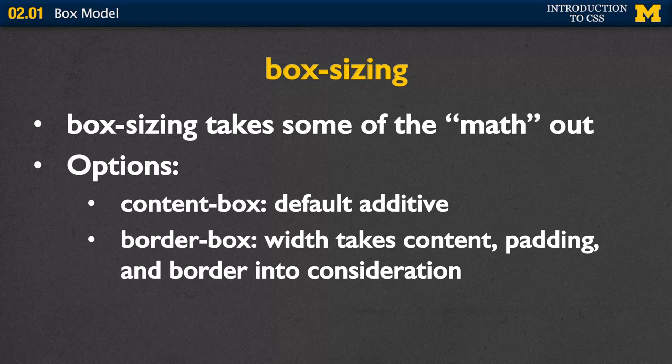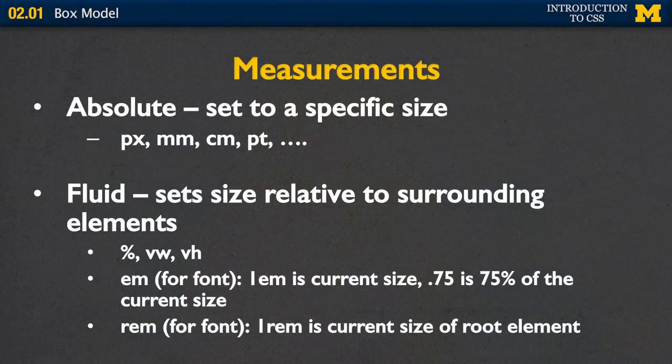So if you say you want the width to be 200 pixels, it's not going to actually make the element 200 pixels. It's going to make it 200 pixels minus the padding and border. One of the last things to remember is that while it will take into account padding and border, it won't take into account margin.